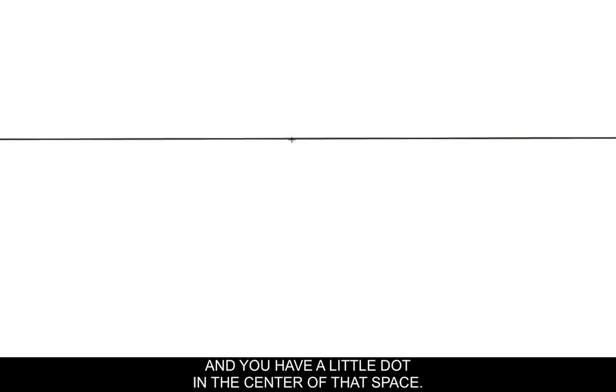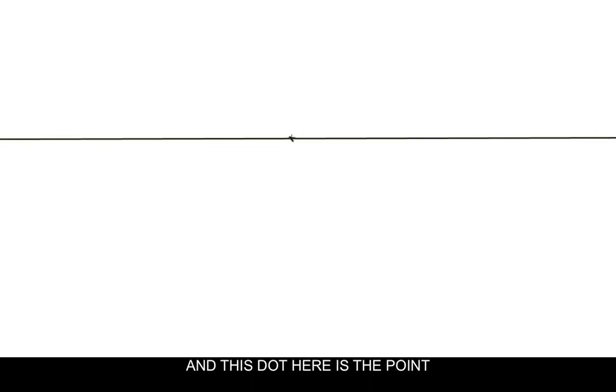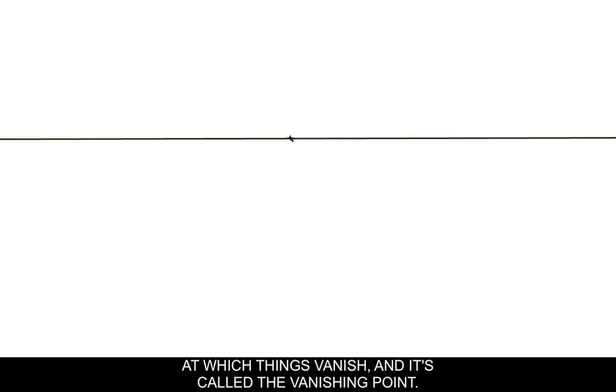In 1-point perspective, you basically have this line across the picture plane that's called the horizon line, and you have a little dot in the center of that space. We'll make it a little mark here. And that dot is called the vanishing point. So this horizontal line is called the horizon line. It's where the sky meets the earth. And this dot here is the point at which things vanish, and it's called the vanishing point.